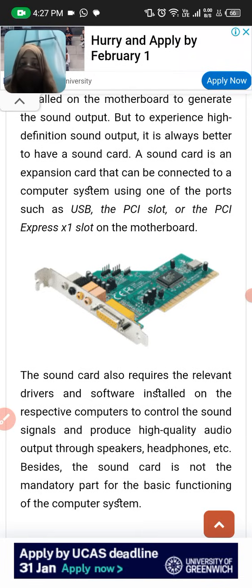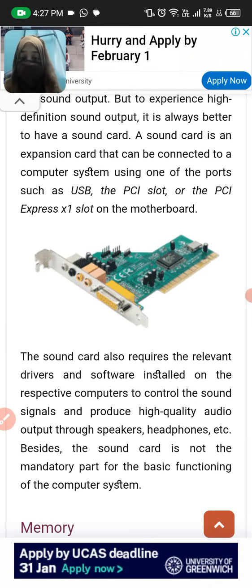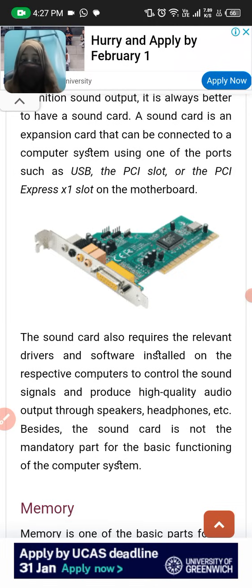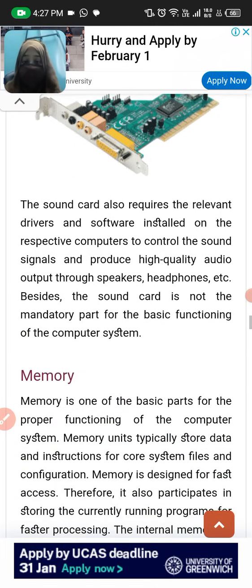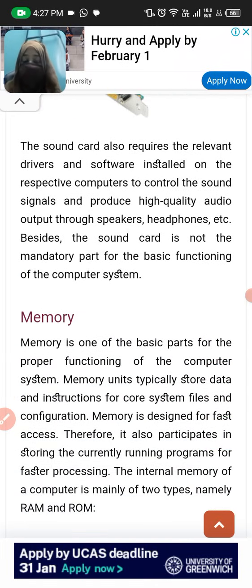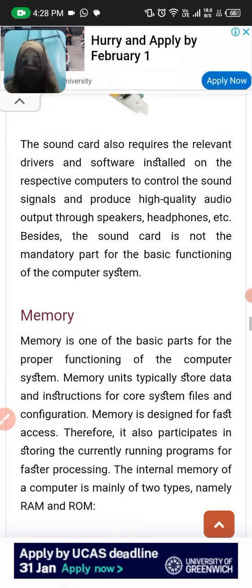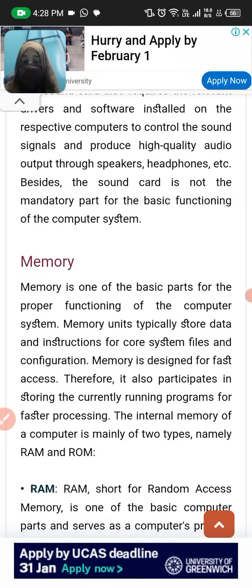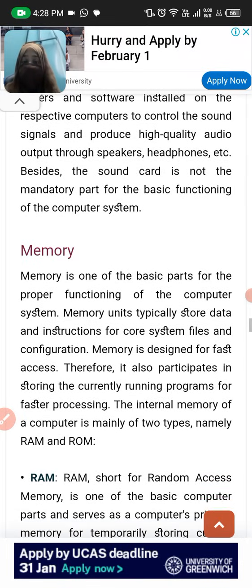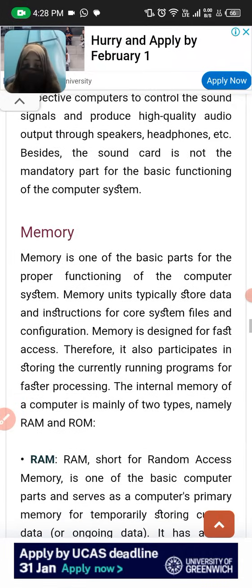A sound card is an expansion card that can be connected to a computer system using one of the ports such as USB, the PCI slot, or the PCI Express x1 slot on the motherboard. The sound card also requires the relevant drivers and software installed on the respective computers to control the sound signals and produce high quality audio output through speakers, headphones, etc. Besides, the sound card is not a mandatory part for the basic functioning of the computer system.